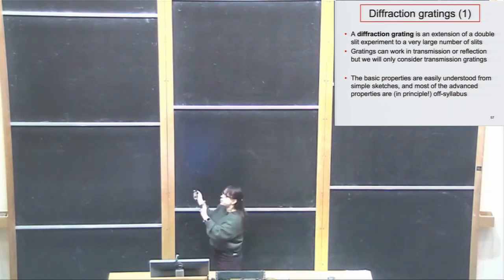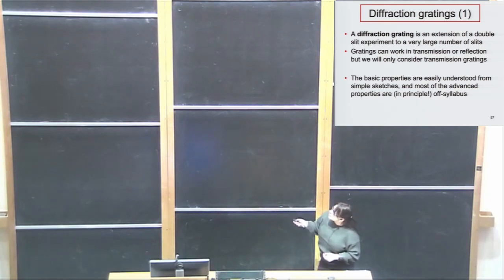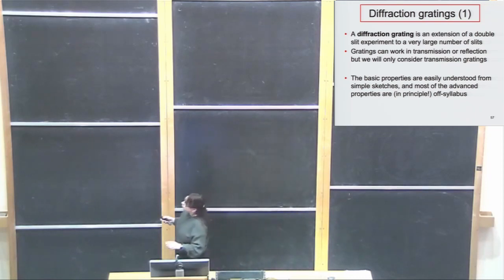So the maths of both of these things is exactly the same. Actually, in practice, mostly it is reflection gratings that are used these days. But just because it's easier to draw, we're going to look at a transmission grating specifically, but the maths is absolutely identical.